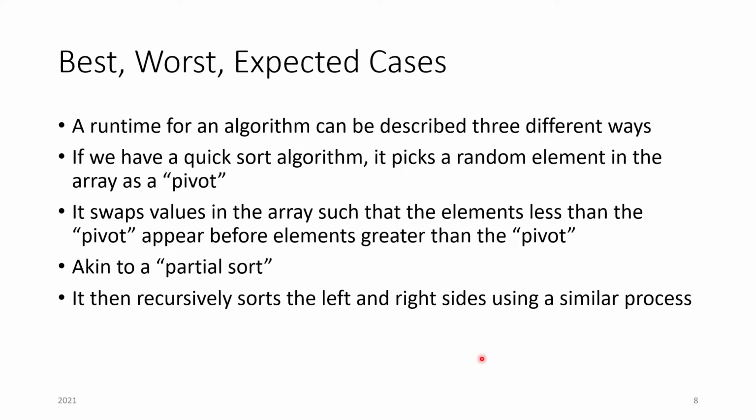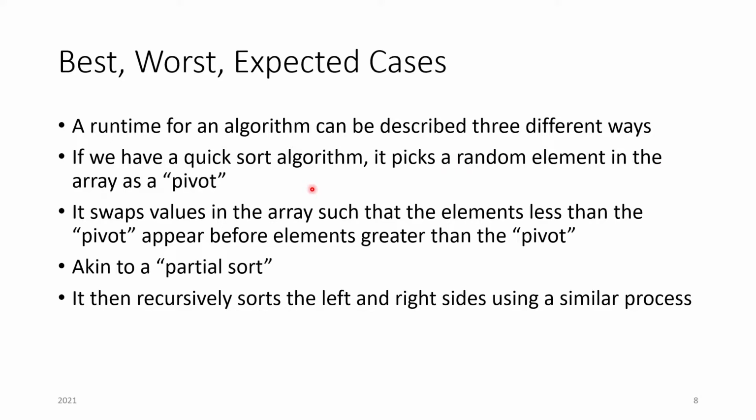We're going to use a practical example here before we actually go about describing these, and this is going to be defined as the best, worst, and expected cases. So if we have something that we refer to as a quicksort algorithm, which we're going to be learning about in 2 weeks' time, the general gist is that it's going to pick a random element in the array, and it's going to use that as a pivot.